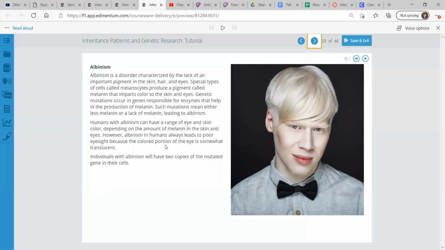Humans with albinism can have a range of eye and skin color, depending on the amount of melanin in the skin and eyes. However, albinism in humans always leads to poor eyesight because the colored portion of the eye is somewhat translucent. Individuals with albinism will have 2 copies of the mutated gene in their cell.